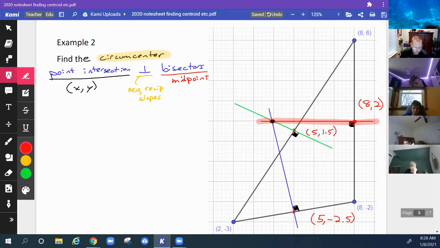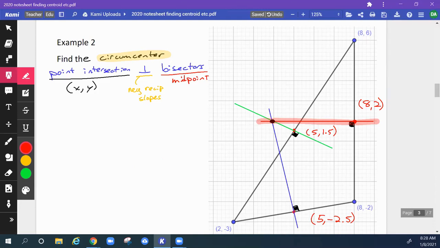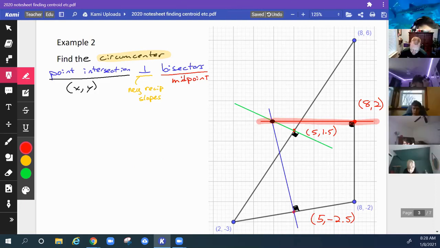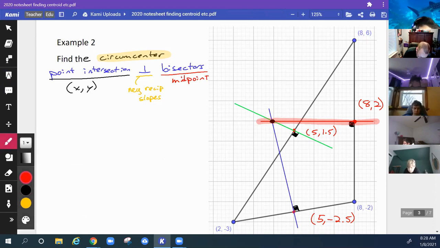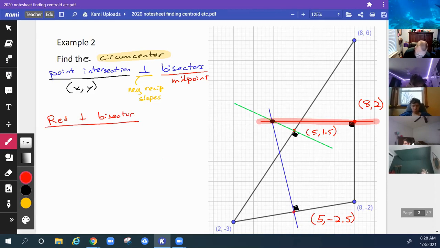All right, so let's kind of go through a few things and just take a look at some of the slopes here. All right, so let's kind of do this. Let's find the red perpendicular bisector.